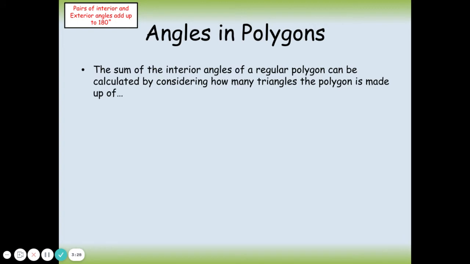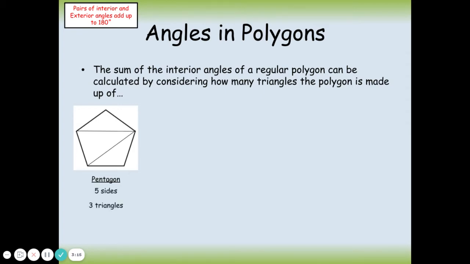If we look at the interior angles of a polygon, these can be calculated by considering how many triangles the polygon is made up of. If we take a pentagon, it has 5 sides, and that can be made into 3 triangles. We know that the interior angles of a triangle add up to 180, therefore 3 times 180 gives us 540. That is the sum of the interior angles of a pentagon.